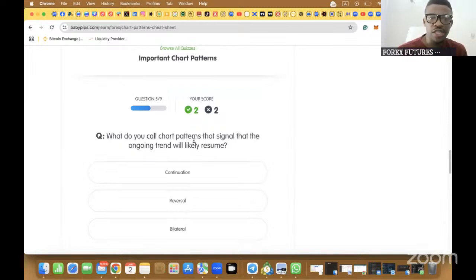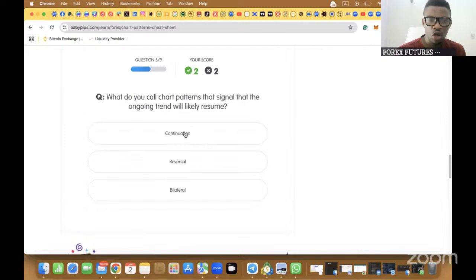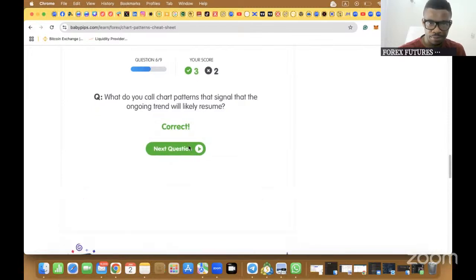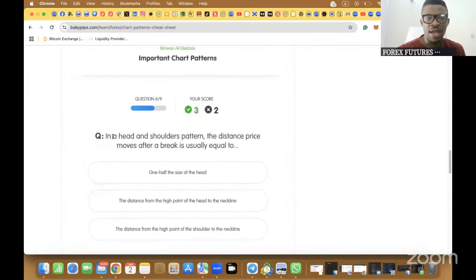What do you call chart patterns that signal that the ongoing trend will likely resume? Continuation, reversal, bilateral. It is called continuation. Correct.